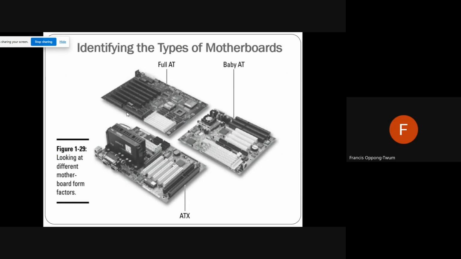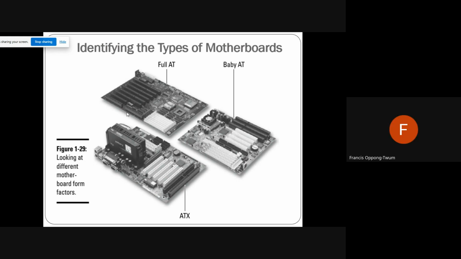Sir, please, I'm listening to you. Please, do we have any type of motherboard called a Jota board or something like that? Daughter board? Are you talking about a daughter board? Yes, Jota board.